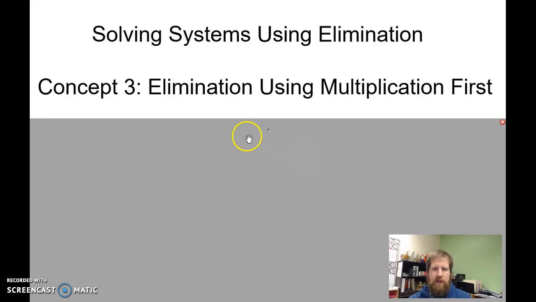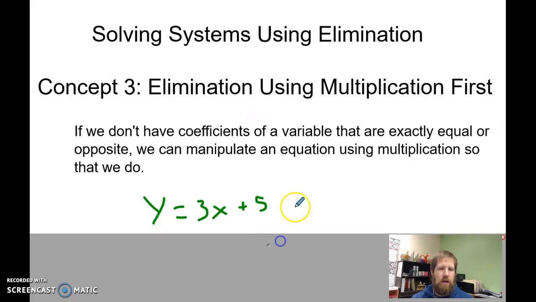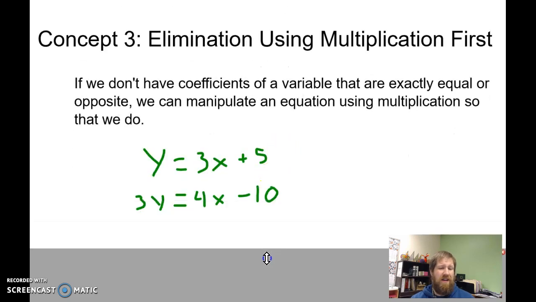Concept 3, elimination using multiplication first. Sometimes, in fact a lot of the time, we will not have a system where a variable shares the same or opposite values for its coefficient, right? I've got 1y and 3y and 3x and 4x. So I can't just eliminate one of these by adding or subtracting. The first thing I have to do is multiply one of these equations so that I do have the same or an opposite value.